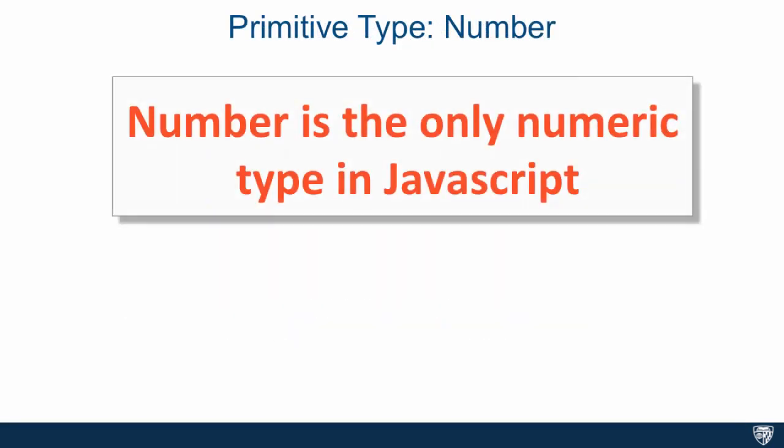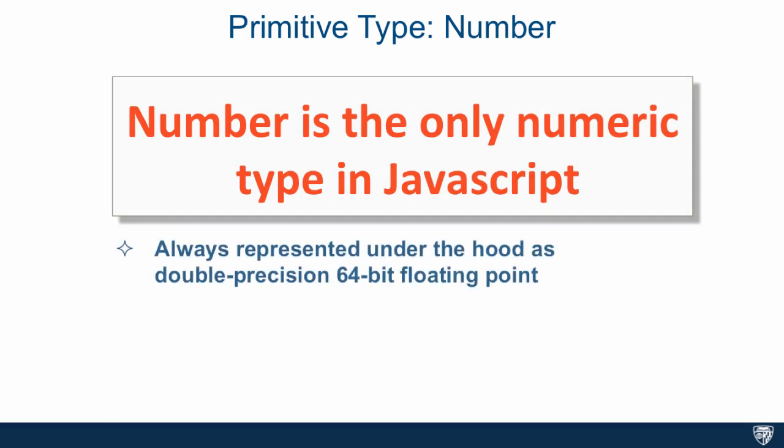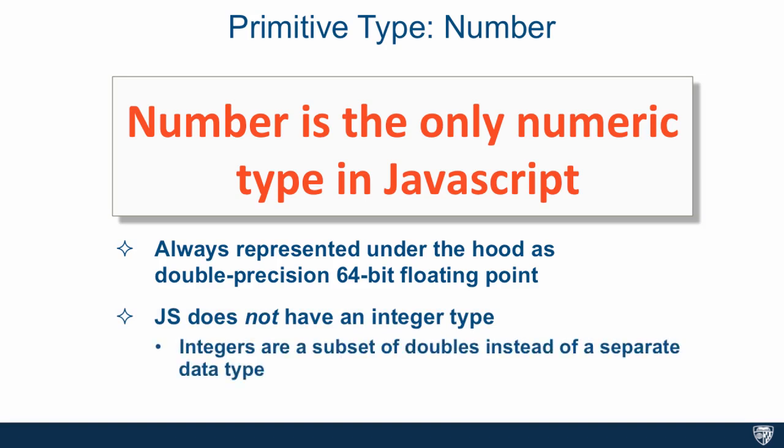Another type is number. Well, number is actually the only numeric type in JavaScript, and it's always represented under the hood as a double precision 64-bit floating point. In other words, JavaScript does not have integer type. Integers in JavaScript are just a subset of doubles instead of a separate data type.